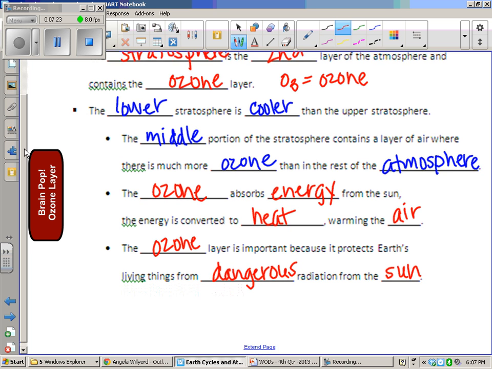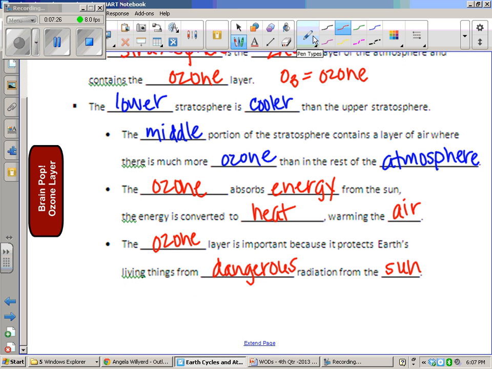So let's find a spot on your paper where you could sketch. Okay. So let's put our boundaries here of the stratosphere. Okay. And then we're going to put this little layer in the middle here. Okay, and this is going to represent our ozone layer. Okay, now what happens is the ozone layer. Let's draw our sun up here.